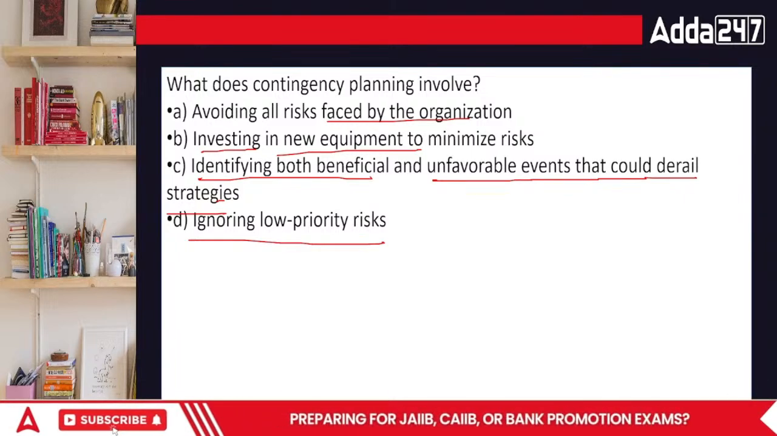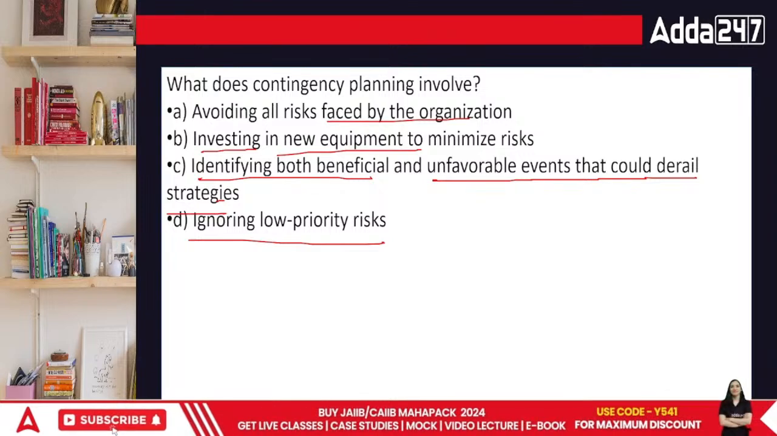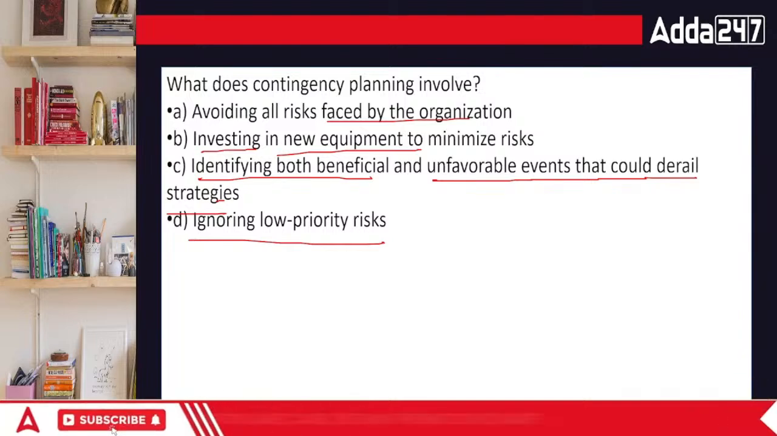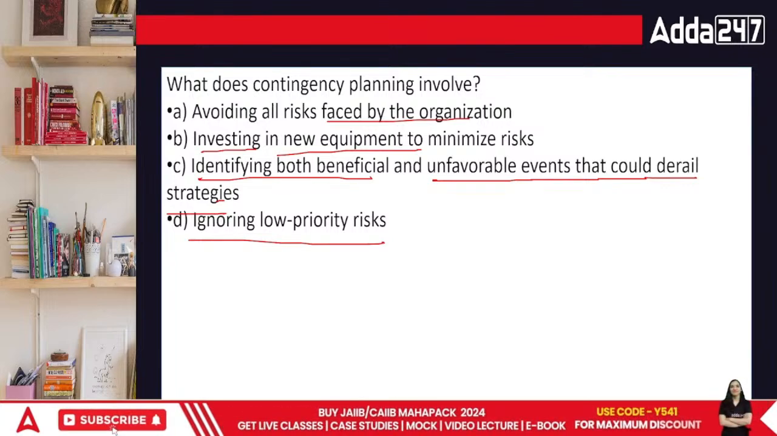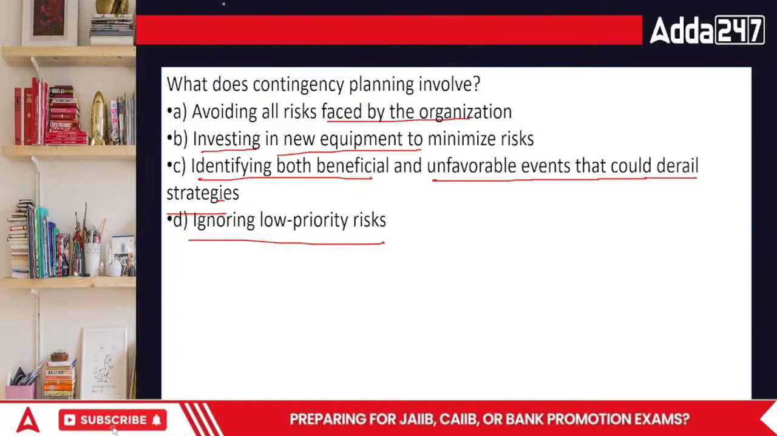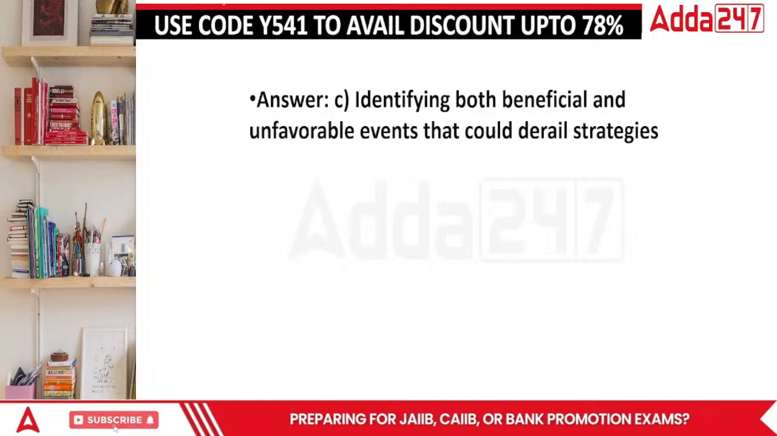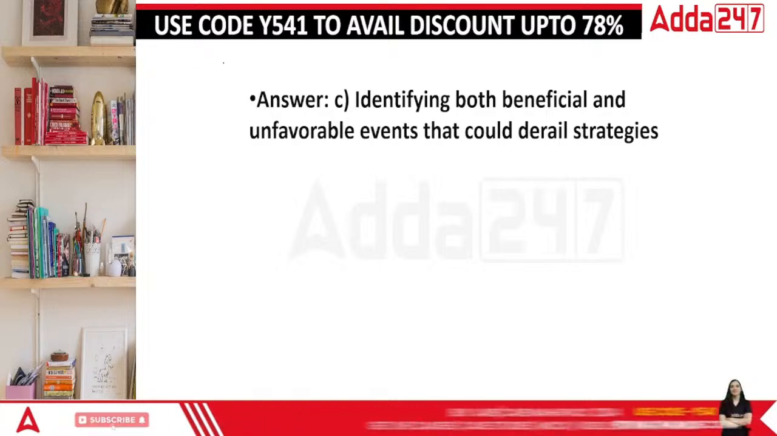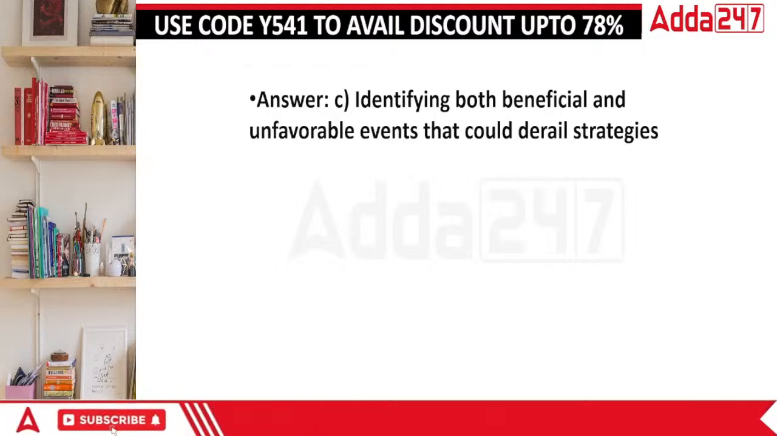What's going to be the answer? When we talk about contingency plans, we have just talked about it now. Now comes, let's end the particular situation altogether. The answer is identifying both the beneficial and unfavorable events that could derail the strategies, because strategy deviations cannot be handled. We did this in the class today itself.